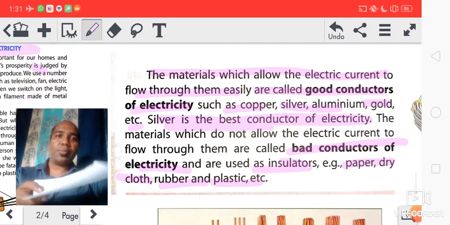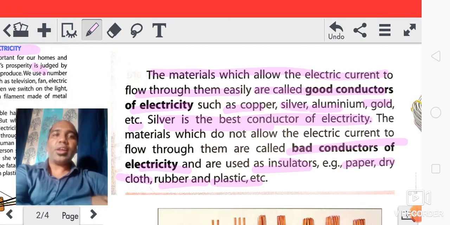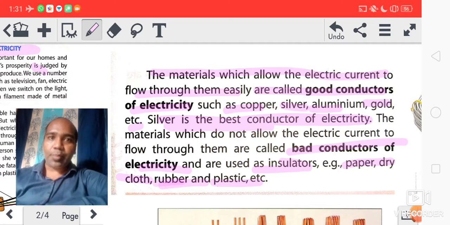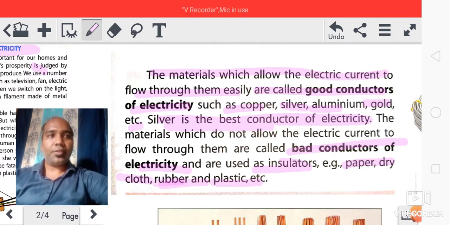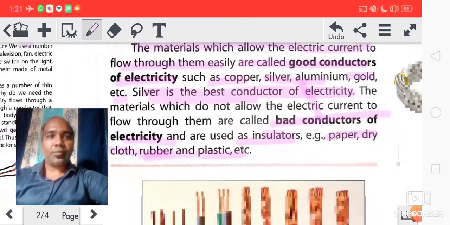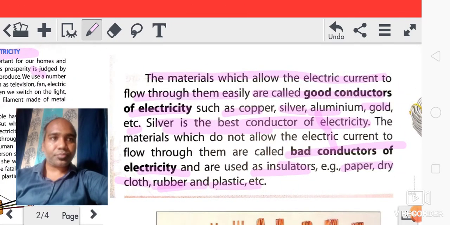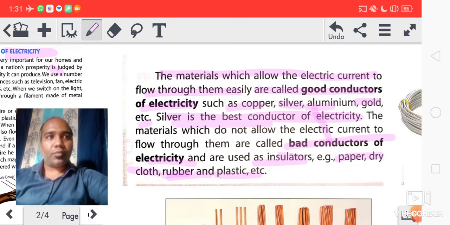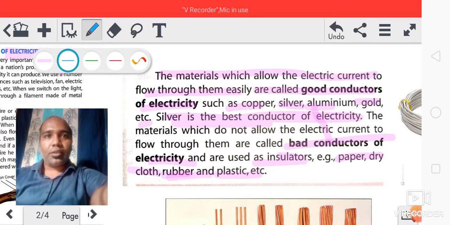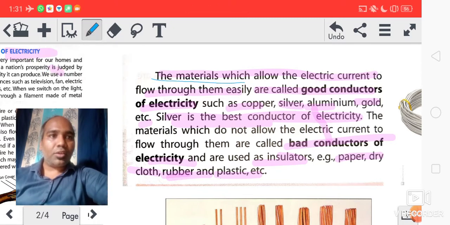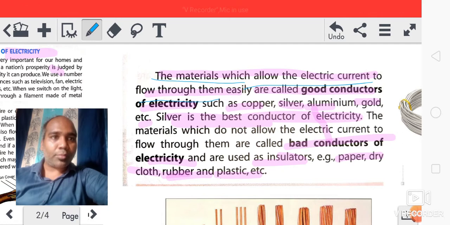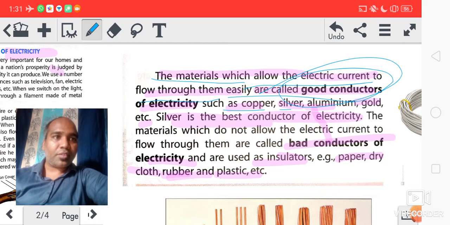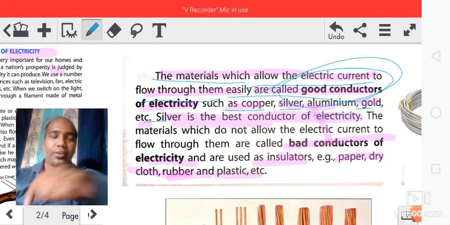It will not allow the electric current to pass from one end to another end. Got it? So this paper is a bad conductor of electricity. Similarly, plastic is also a bad conductor, and rubber is also a bad conductor of electricity. Got it? And what are good conductors of electricity? The materials which allow the electric current to flow through them easily are called good conductors of electricity. And what are the examples? Copper, silver, aluminum, gold, etc.